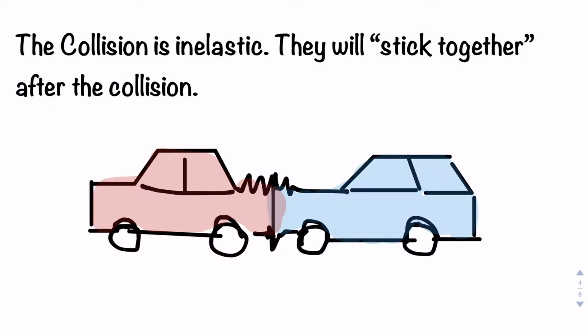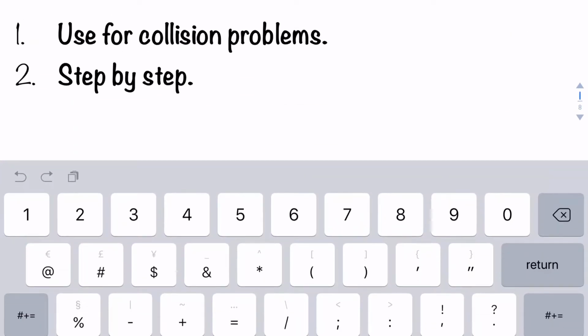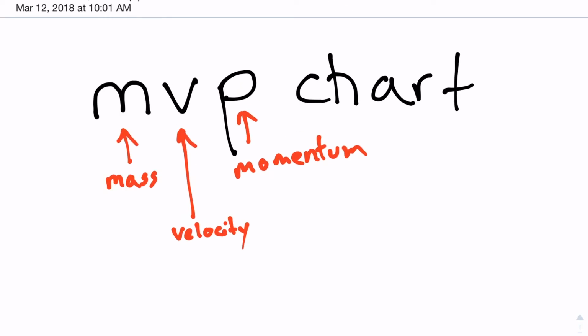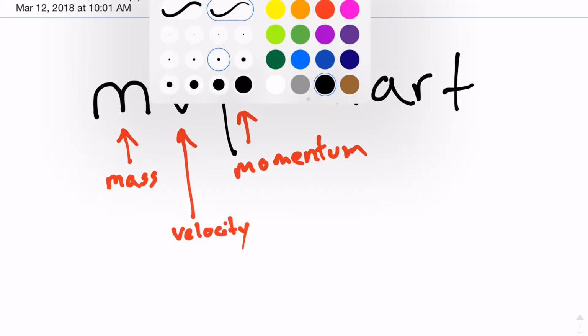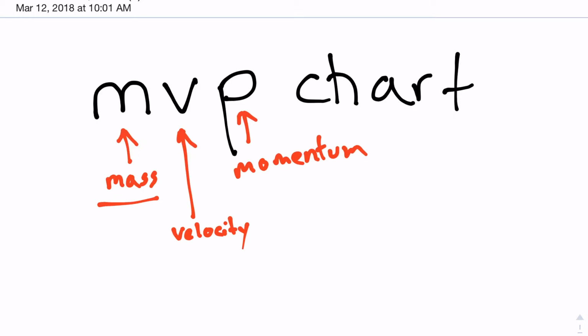Alright, you guys. Right now, I'm going to teach you how to do MVP charts. What an MVP chart is, we use the mass of an object and its velocity, we calculate the momentum, and we solve some momentum or collision problems.